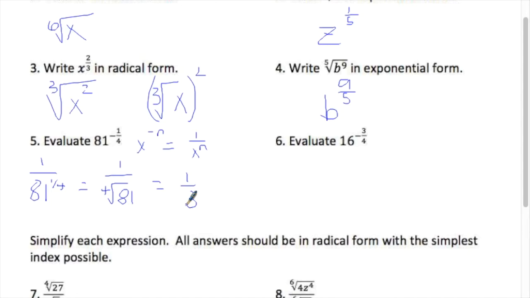Last one, same idea. 16 to the negative 3/4 is going to be 1 over the 4th root of 16, cubed. And the 4th root of 16 is 2, so that's 2 cubed, and 2 cubed is 8.